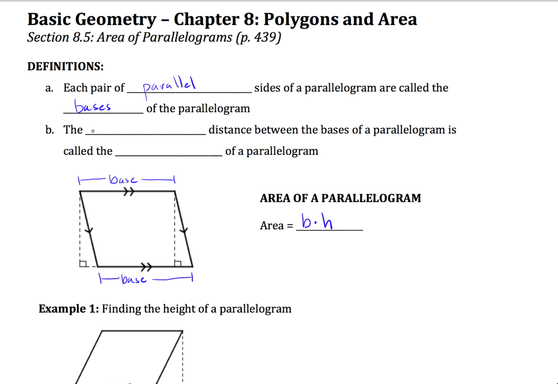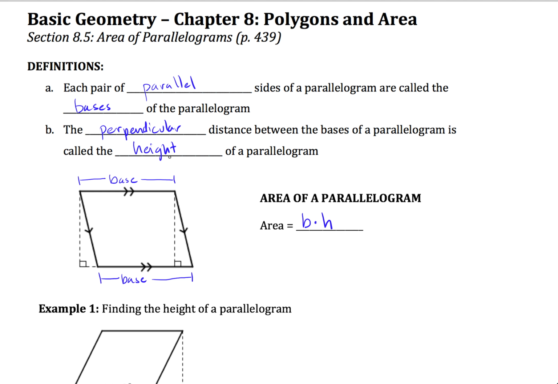The second definition that we need to know is this one. It says the perpendicular distance between the bases of a parallelogram is called the height of the parallelogram. So if I look at my diagram right down here, the height of my parallelogram would not be this side. That's the mistake a lot of people are going to make on a parallelogram. They're going to say, okay, well this side is the base, and that means this side down here along this side, that must be the height.